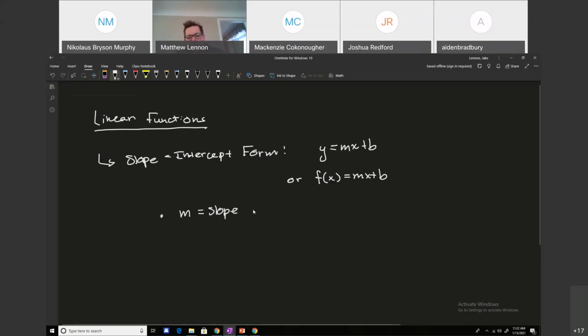How is the slope computed? It's change in y over change in x. Or a lot of times you'll have that formula, y2 minus y1 over x2 minus x1. B, or 0 comma b, is your y-intercept.